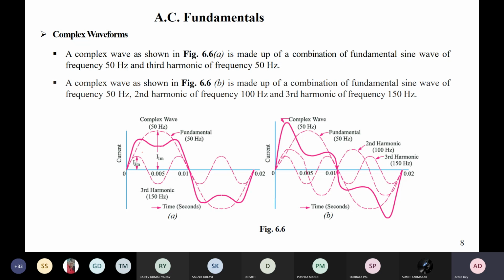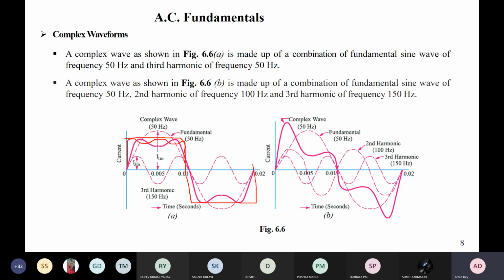So here one complex waveform is shown. This is one complex waveform 6.A. Here we can see we have a fundamental harmonic and a third harmonic. You can see that it is looking more like a pulse signal or square wave signal. If we include the fifth, then this part will be compensated. Fifth harmonic means this part will go high, so you will get a response like this. If you go for the seventh, then even more.